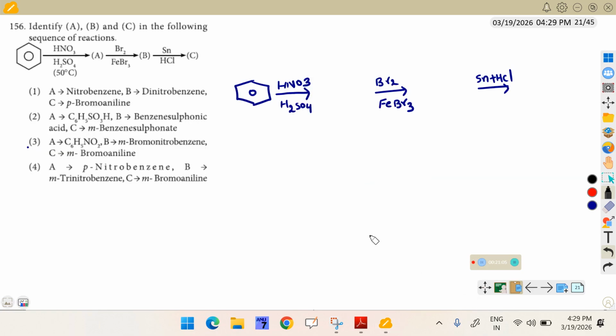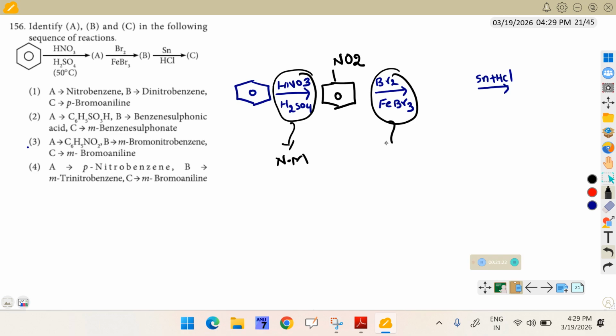Next question. Benzene reacts with HNO3 and H2SO4. HNO3 H2SO4 is a nitrating mixture. Nitration takes place, it is an electrophilic substitution reaction. An NO2 group is substituted. Now nitrobenzene reacts with bromine. The halogenation process takes place. This is a substituted benzene. The NO2 group acts as an electron withdrawing group. When an electron withdrawing group is present, the meta product is obtained. Bromine is substituted at the meta position.